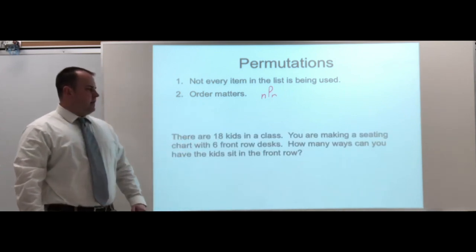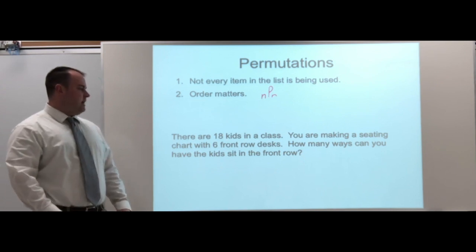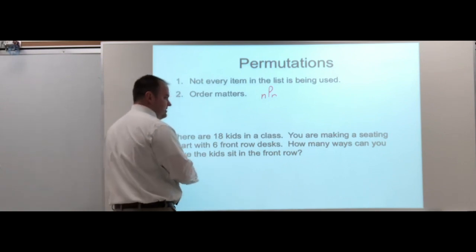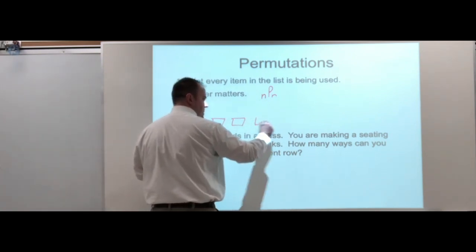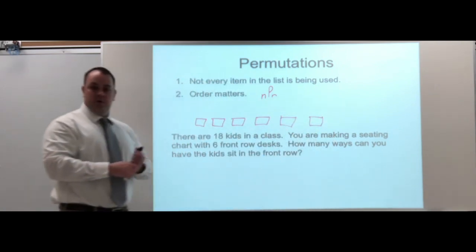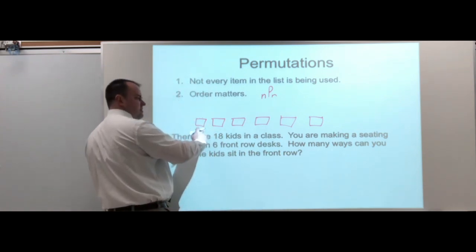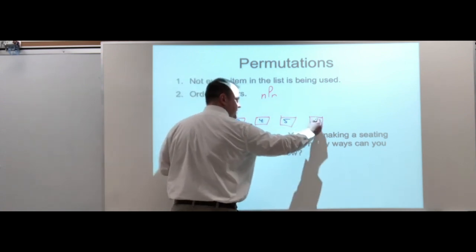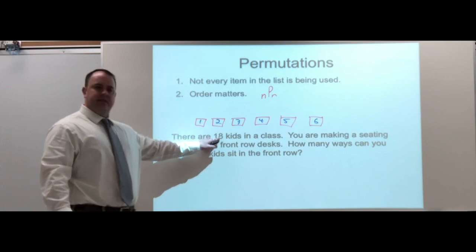So here's an example. There are 18 kids in a class. You are making a seating chart with 6 front row desks. How many ways can the kids sit in the front row? So if you're looking at the 6 front row desks, pretend they are normal desks, and we start at this side with student 1, 2, 3, 4, 5, 6. So there's our 6 students sitting there, out of the 18 students.